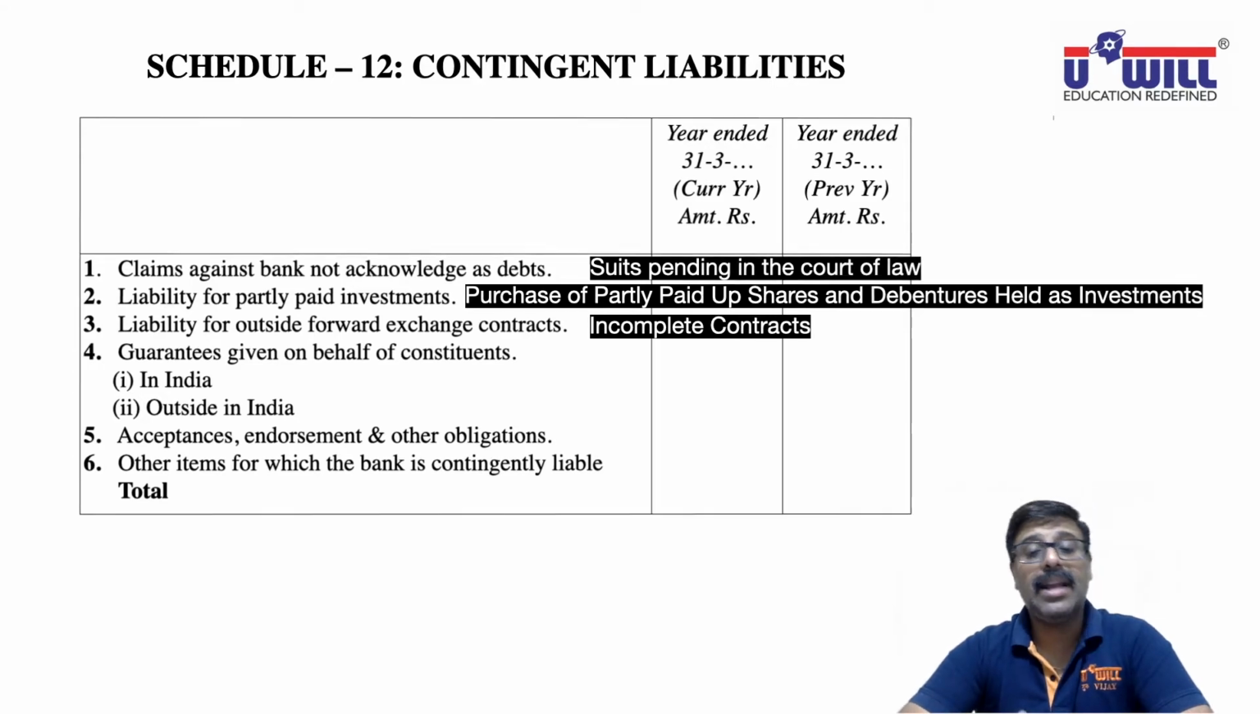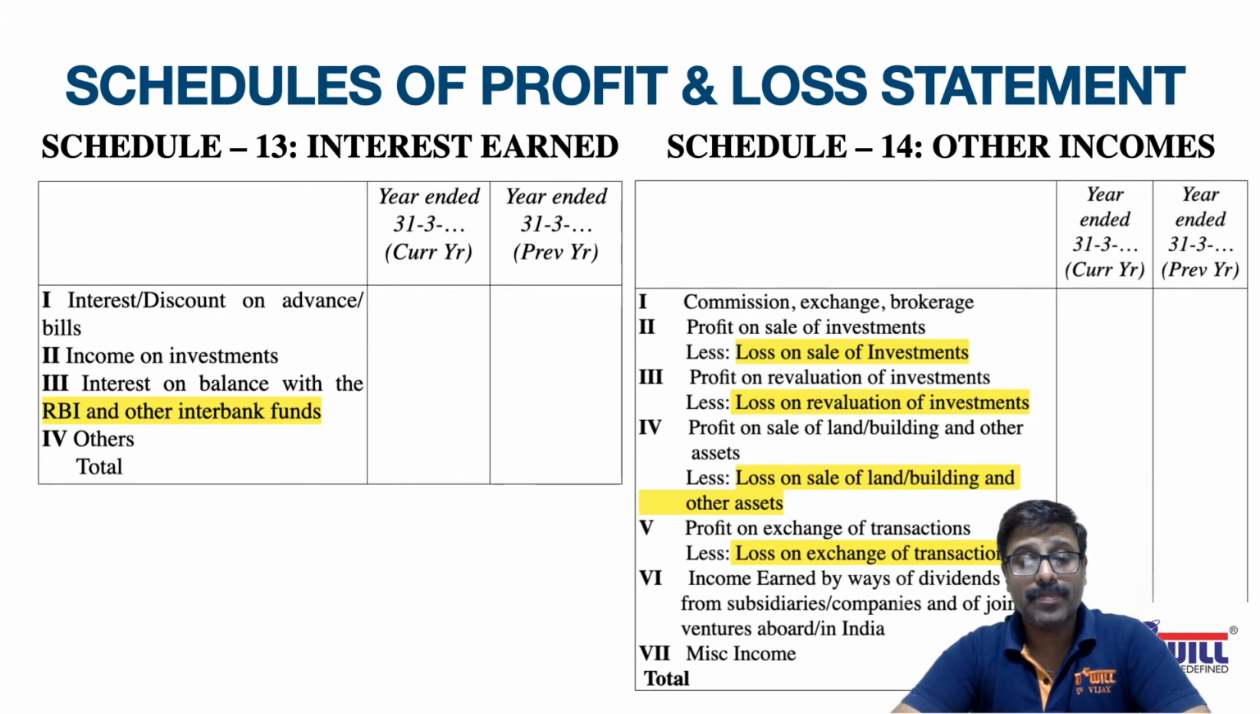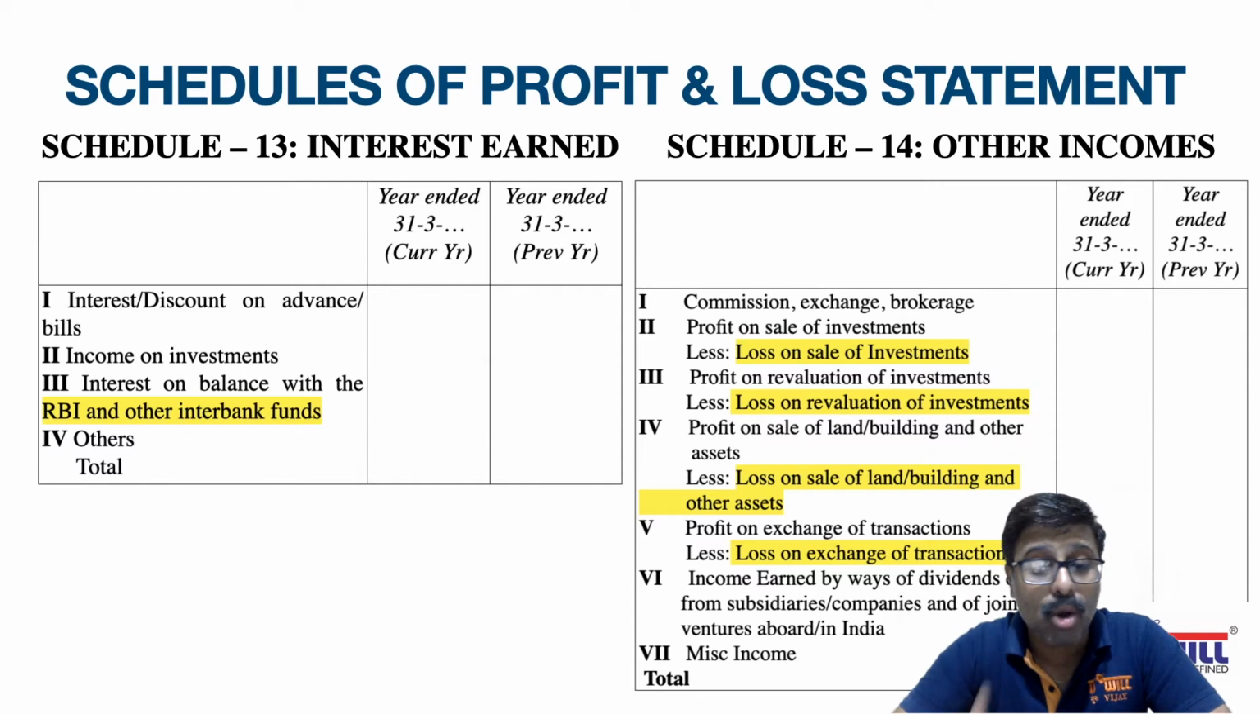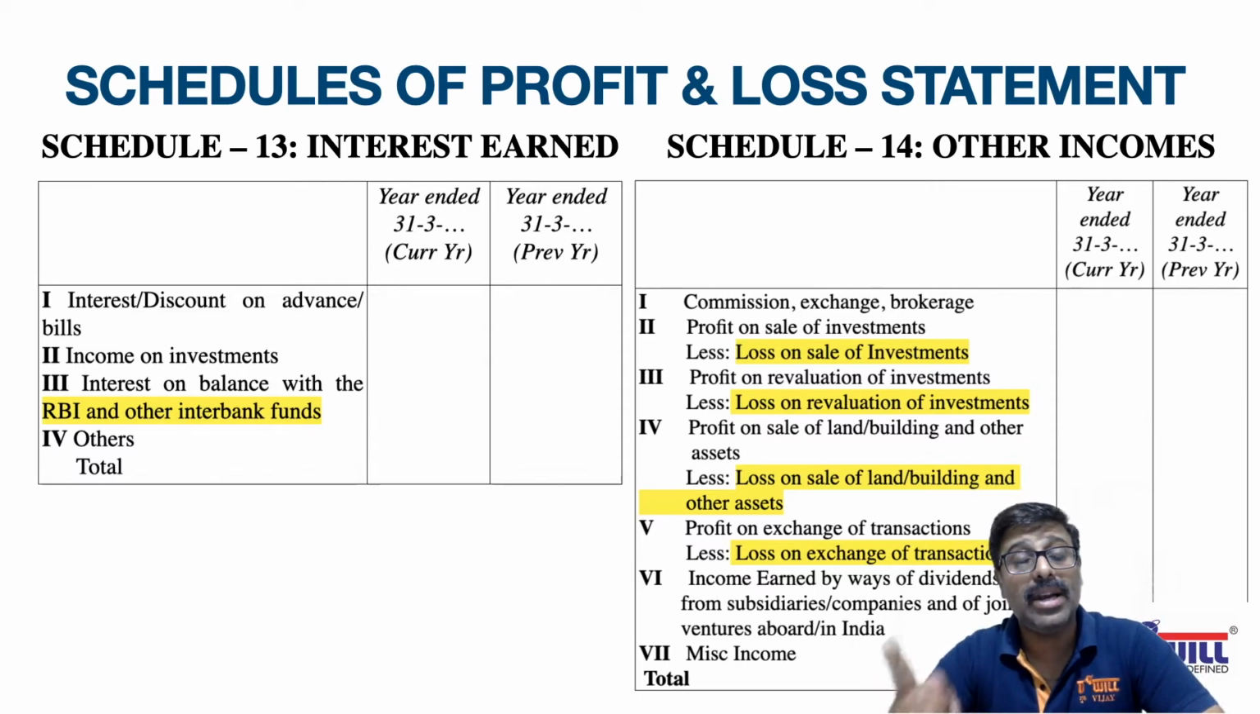Now we come to the profit and loss account statements, schedules. In that, schedule 13 is interest earned. Interest earned may be interest or discount on advances or bills, income on investments like interest on debentures and interest on government securities, etc. Now, interest on balances with RBI and other interbank funds. All of you mark this important: RBI and other interbank funds. If they use the words interest on RBI and interbank funds, then you write it in income. If they use the words interest on RBI and other interbank borrowings, I repeat, borrowings, then that will come in the 15th schedule, interest expended.